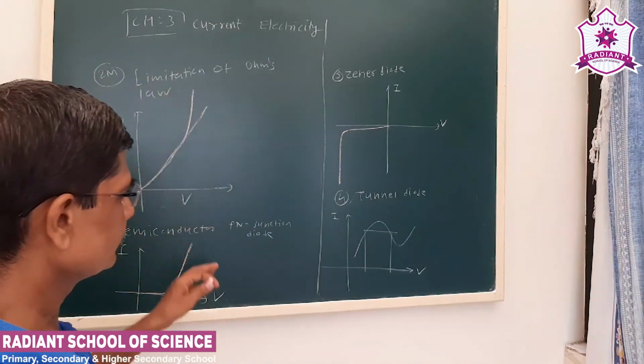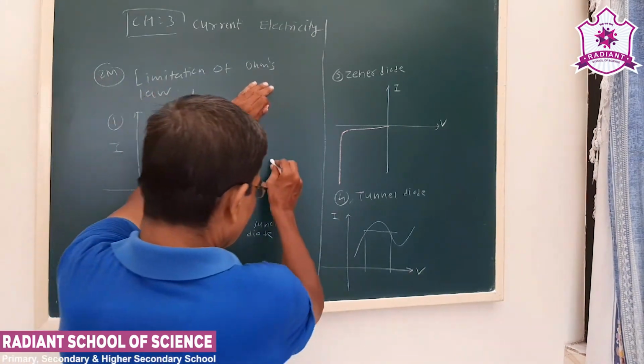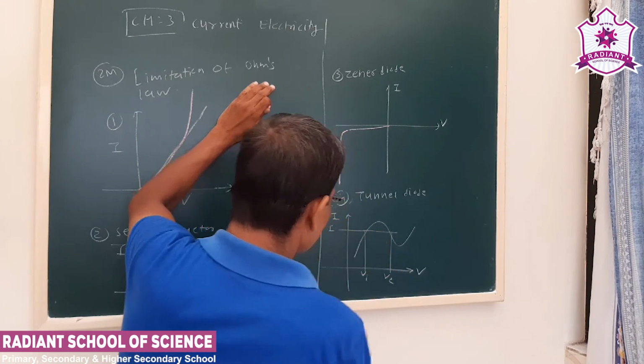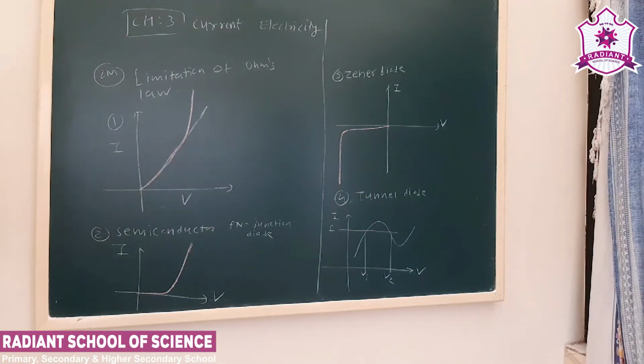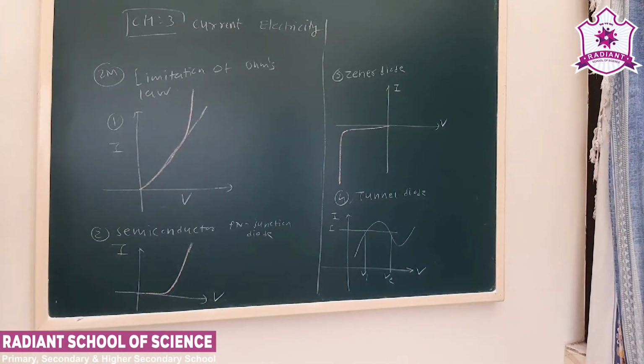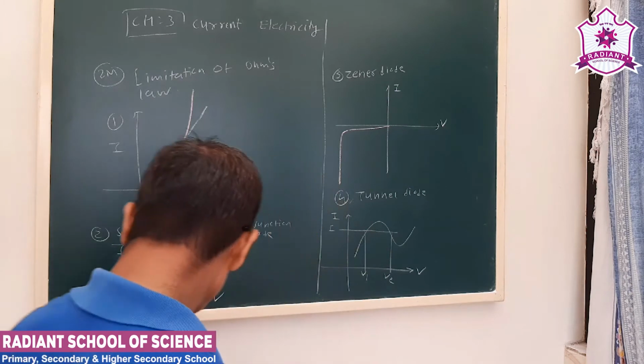Okay. So in a tunnel diode, let us say there are two values of the voltage, but the corresponding current value is 1. So we can say here also Ohm's law is not obeyed. Okay, so this is about the limitation of Ohm's law.